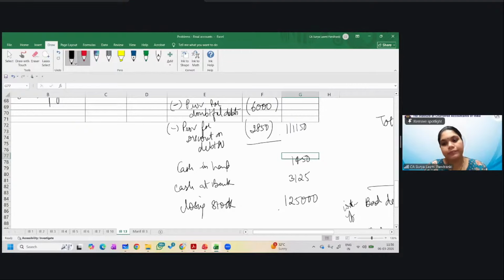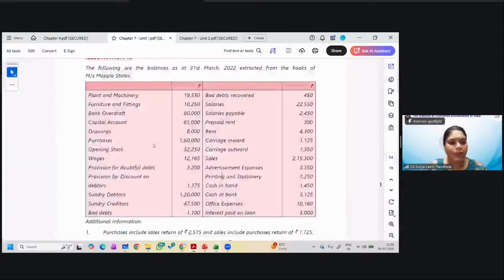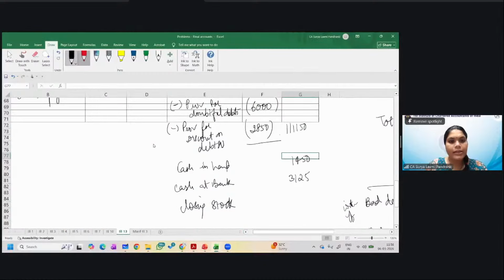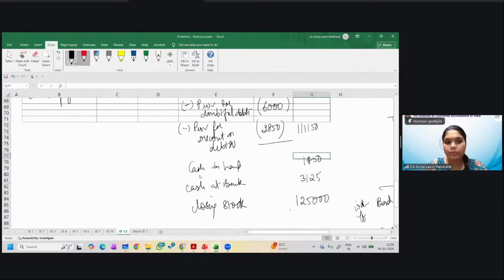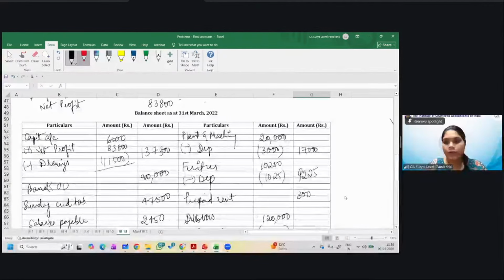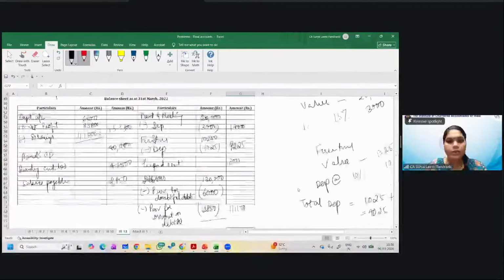1,25,000. Rest all we have taken, no? Assets are taken, liabilities are taken, debtors, cash, everything we have taken. Okay. Just tally and see if it is matching. It should match because we have taken all of them. We didn't miss anything. Just check.